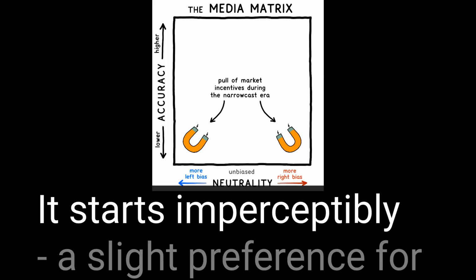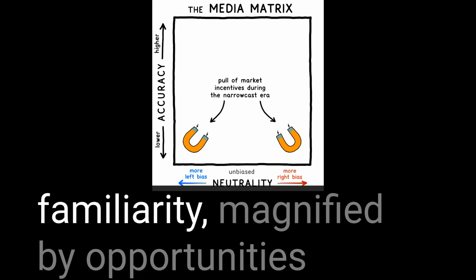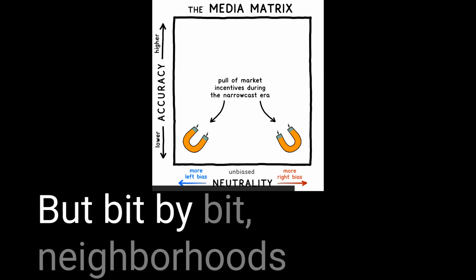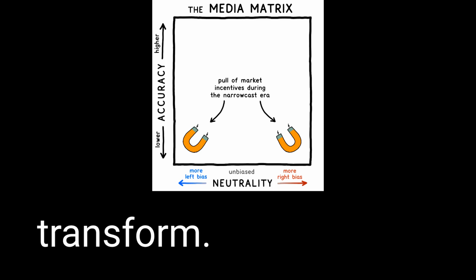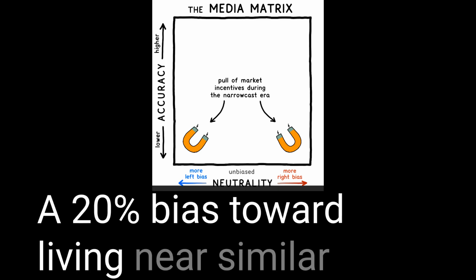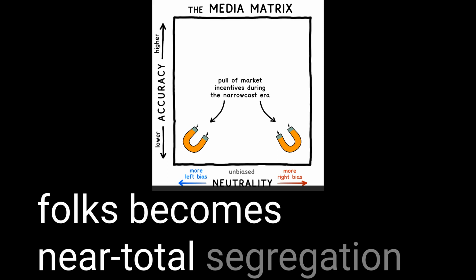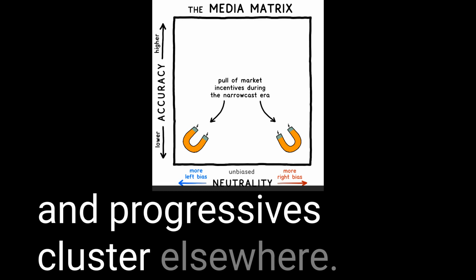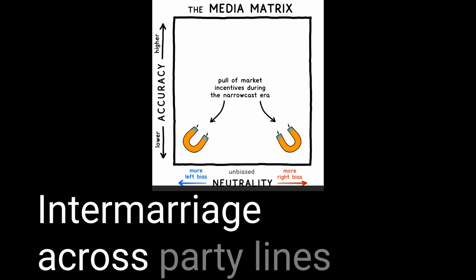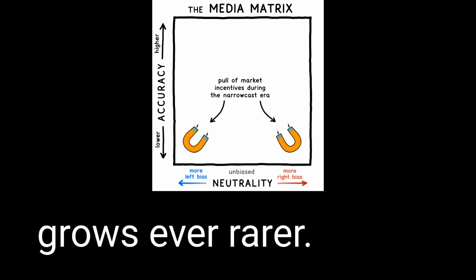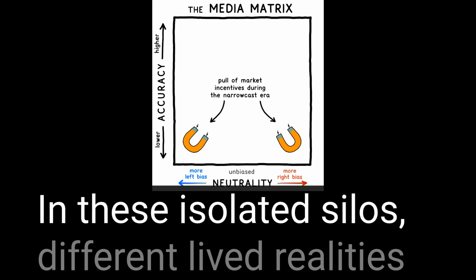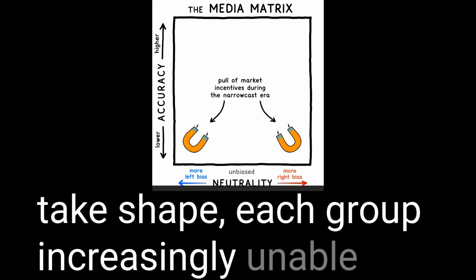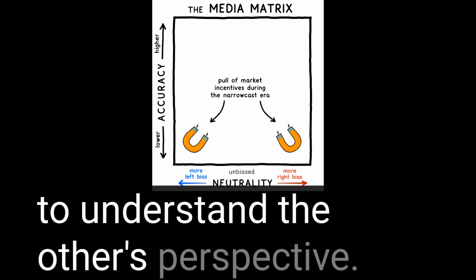It starts imperceptibly, a slight preference for familiarity, magnified by opportunities for migration. But bit by bit, neighborhoods transform. A 20% bias toward living near similar folks becomes near total segregation as conservatives flock together and progressives cluster elsewhere. Intermarriage across party lines grows ever rarer. In these isolated silos, different lived realities take shape, each group increasingly unable to understand the other's perspective.